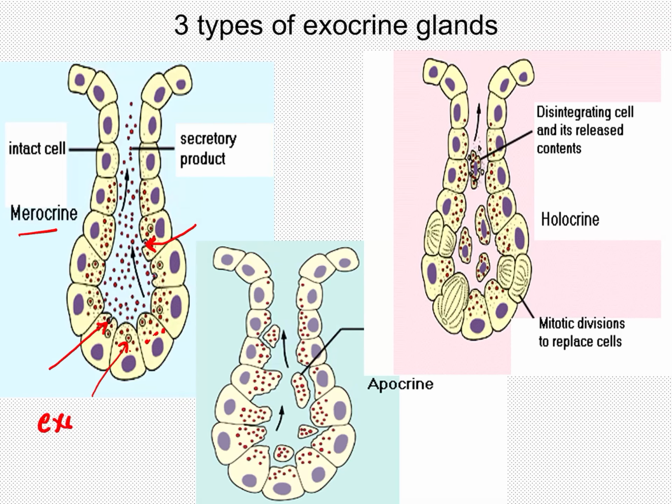So this is exocytosis, and this is the way that merocrine glands secrete their substances. So the gland itself, these cells, nothing happens to the cells. They're fine. They just secrete their substances. That's not true for the next 2.